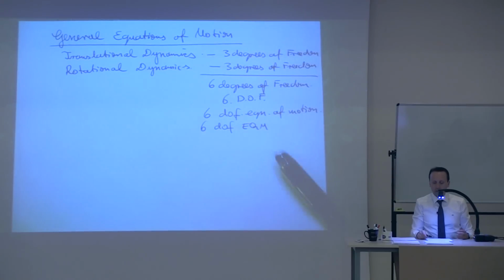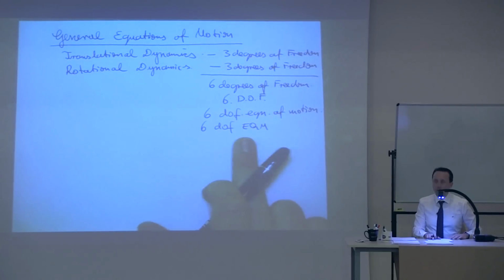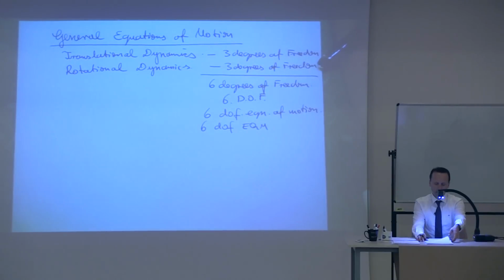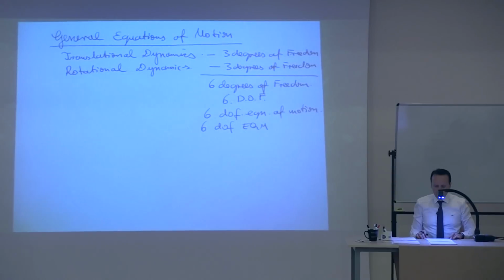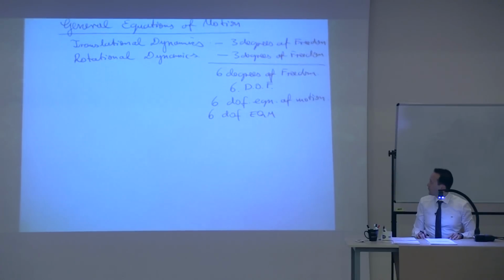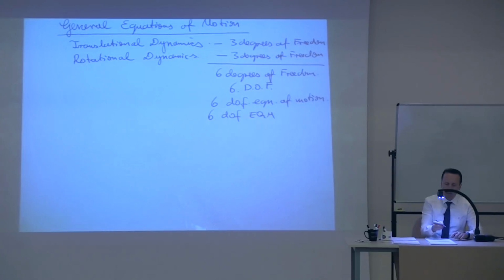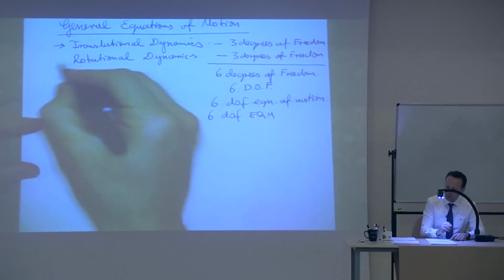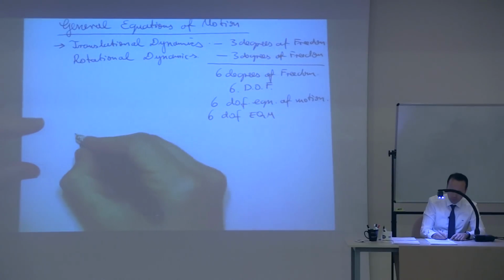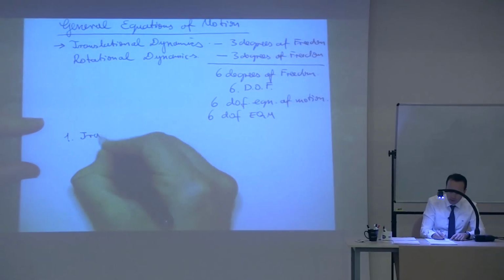Sometimes we call this 6DOF. If you see somewhere 6DOF, it stands for 6 degrees of freedom. And sometimes these equations are called 6DOF equations of motion. And I can write short 6DOF EQM that would also stand for 6 degree of freedom equations of motion. They all mean the same thing. So we are now going to start really with the translational dynamics. We are going to first start with this one, and then we go into the rotational dynamics. Okay? So first, we'll start with translational dynamics.